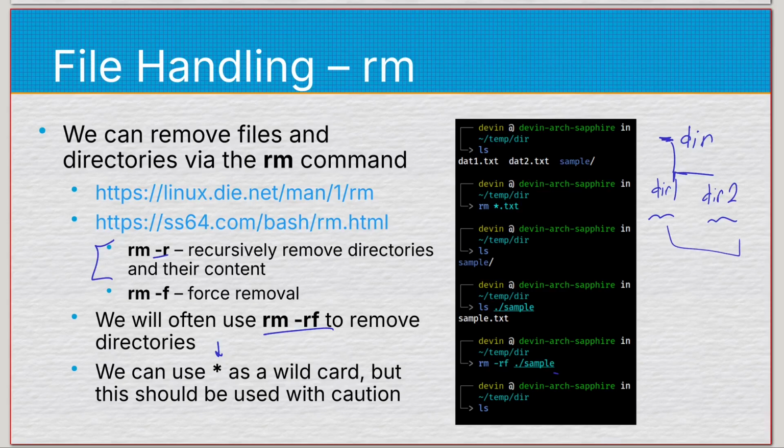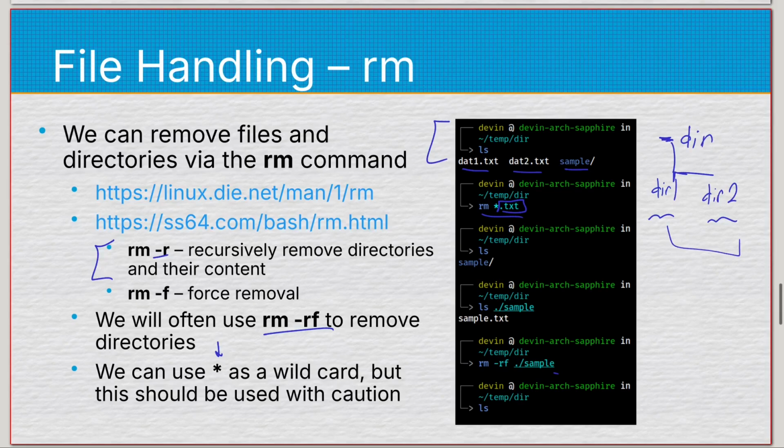So if you look over here on the right of my sample, I do my standard ls to see, hey, what's in my current directory. You can see I have those two text files and this directory of sample. What I do is I run rm star, or asterisk, .txt. But what that is telling my system to do is remove any file that ends in .txt.